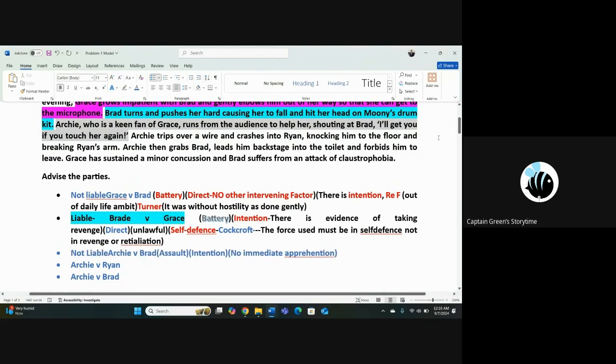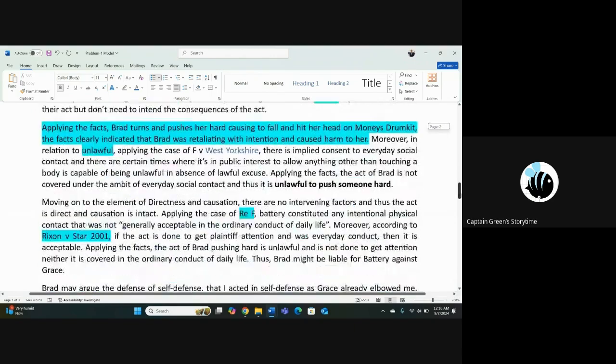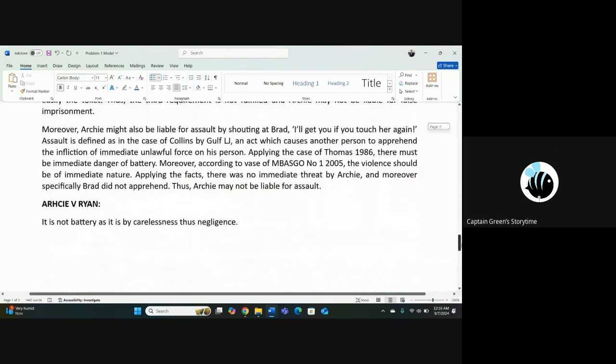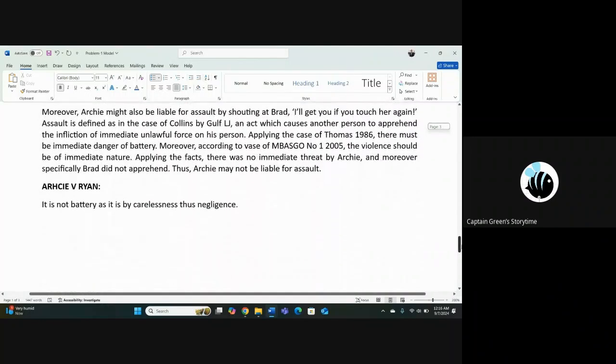Now, let's see what my arguments are. Aki versus Brad. Moreover, Aki might also be liable for assault by shouting at Brad, "I will get you if you touch her again." Again, I wrote the definition of assault according to the case of Collins v Wilcock, given by Goff: an act which causes another person to apprehend the infliction of immediate unlawful force on their person. This is the definition. Note it down. Let me change the color for you. Oh, wait a minute, please.